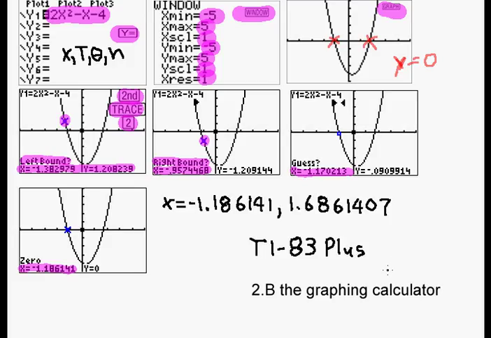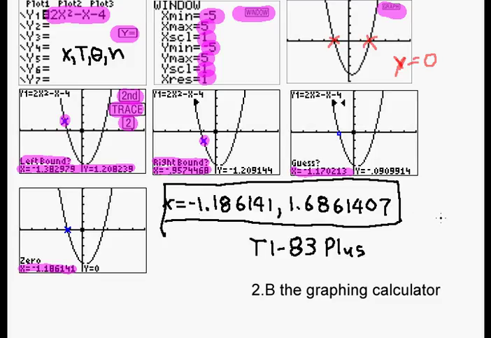To find the right-hand 0, just go to second trace 2 again, or calc 0 in other words, and you should come up with a 1.686147. And remember that the arrow keys, the left arrow key and the right arrow key, those are the keys that you use to move around on your graph of your function. The up and down keys, those don't work, so don't try to use those.